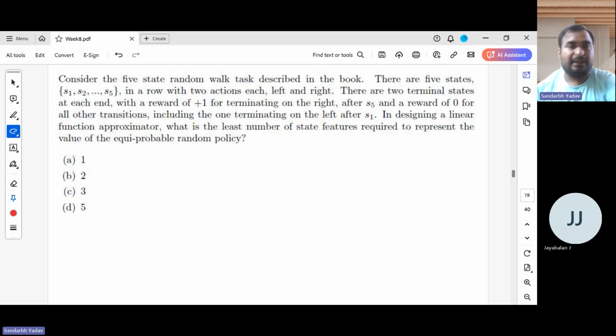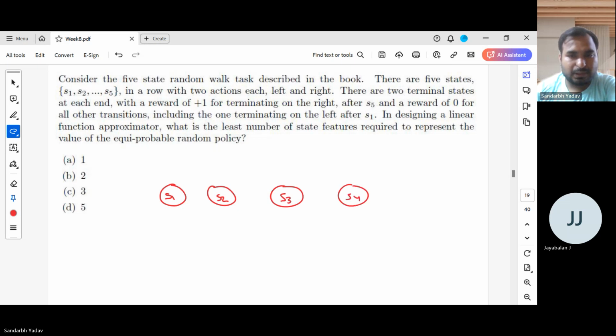Again, this is a problem-solving question. Consider the 5-state random walk task described in the book. You might remember this task. I'll describe it again. There are 5 states: S1, S2 to S5. Suppose I'll construct the MDP. This is S1, S2, S3, S4, S5. There are two terminal states, one at each end.